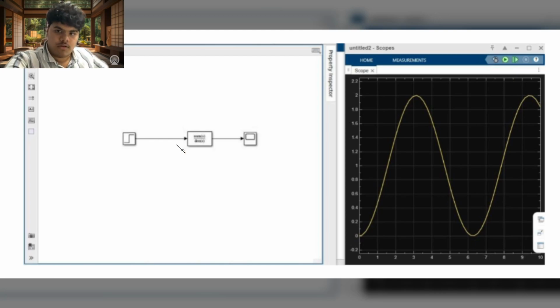Okay, the key procedure. This experiment analyzes the step response of a second order system. The standard transfer function is omega_n squared divided by s squared plus 2 zeta omega_n s plus omega_n squared. The entire behavior of the system depends on the value of the damping ratio, that is zeta.